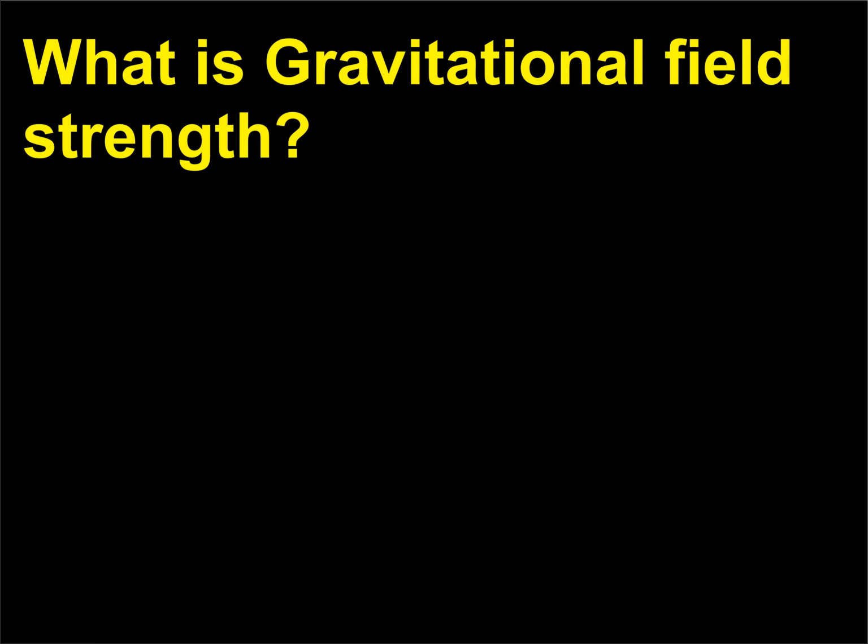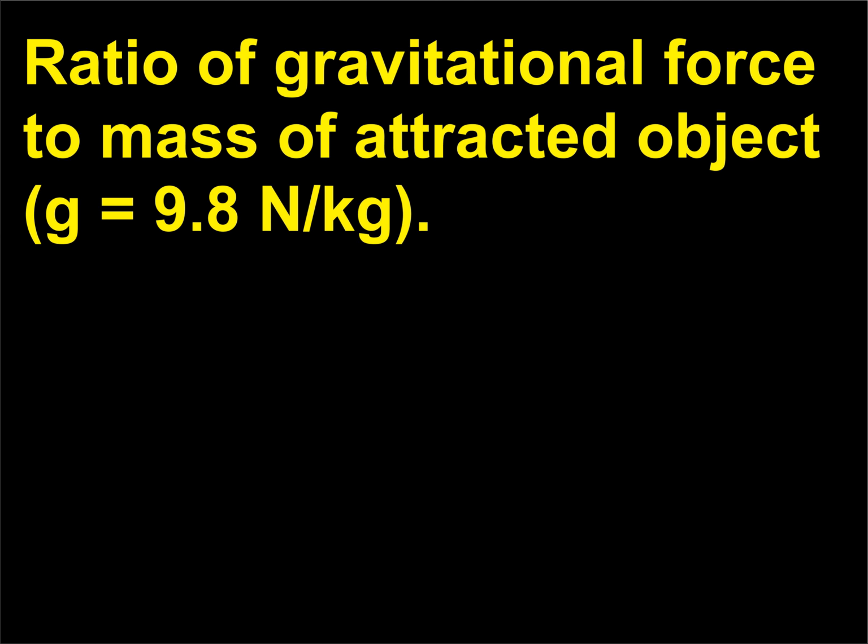What is gravitational field strength? Ratio of gravitational force to mass of attracted object, g equals 9.8 N/kg.